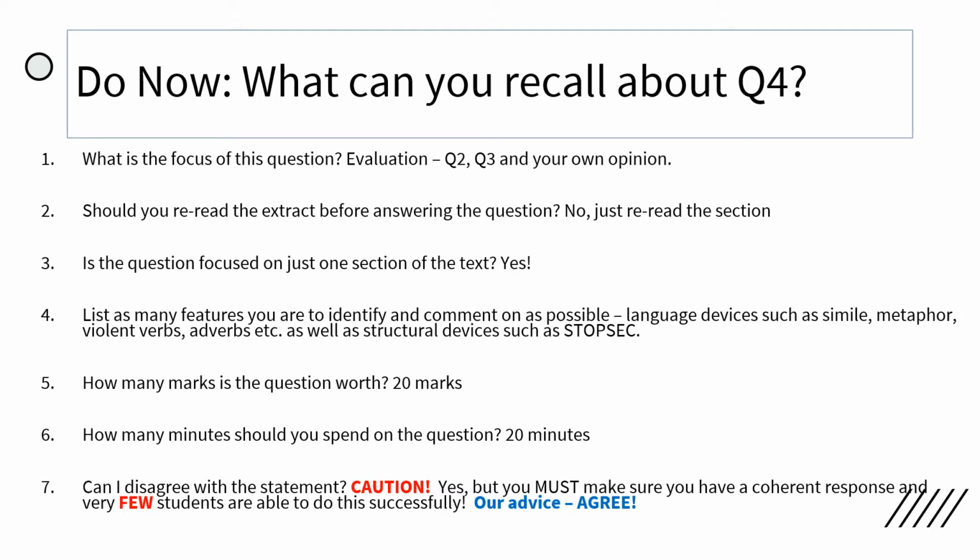At least 20. Can you disagree with the statement? Yes, but use caution with this. You must make sure you have a coherent response, and very few students are able to do this successfully. So our advice is that you should, on the whole, agree.